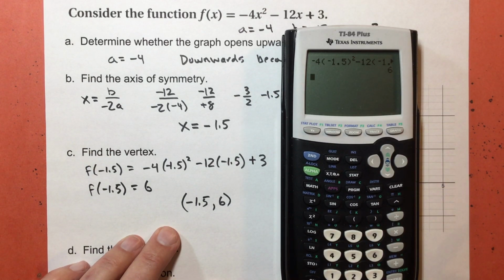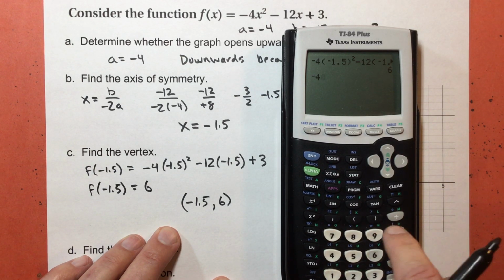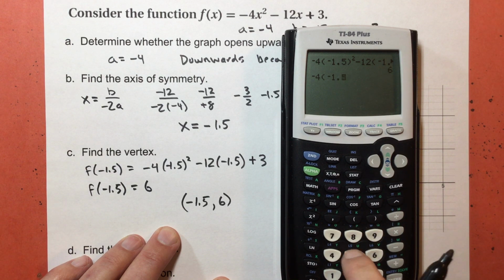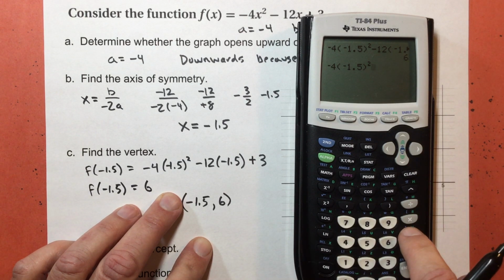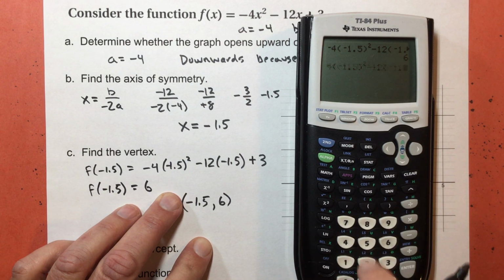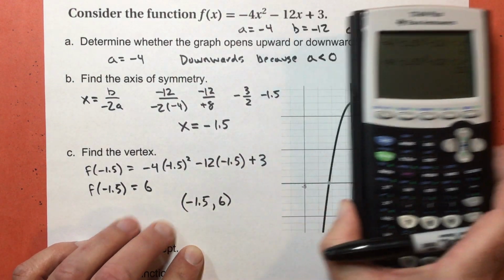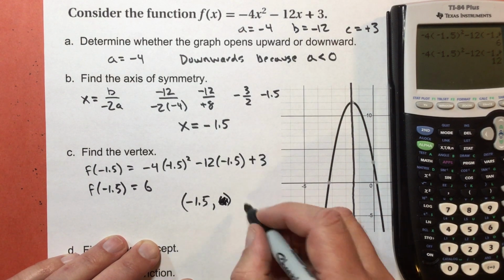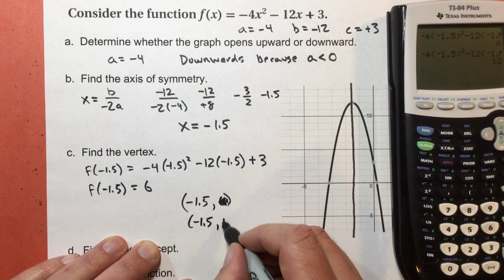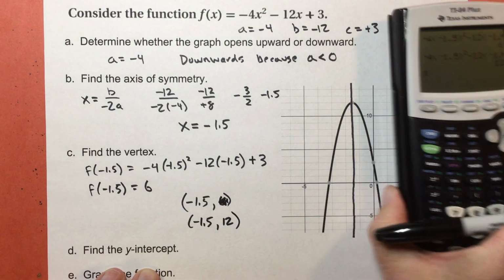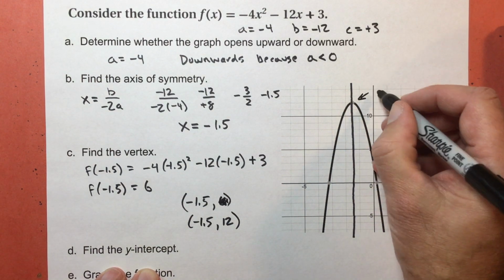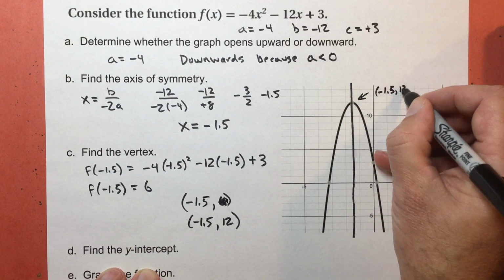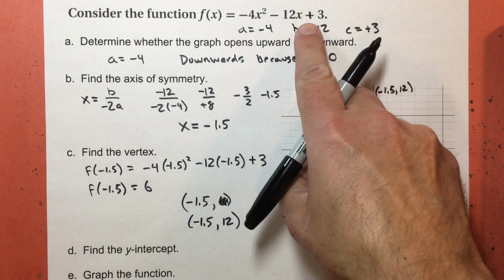Okay. So let's see if everything else is gonna be okay. I'm a little nervous now. Negative 4 times negative 1.5 squared. Subtract 12 times negative 1.5 plus 3. And, okay, a lot better. So it's negative 1.5, 12. See, that's what happens. You type the wrong thing in Desmos and the graph is wrong. Yeah. This point right here is negative 1.5, 12. All right, so pretend that was a plus 3 the whole time, okay?